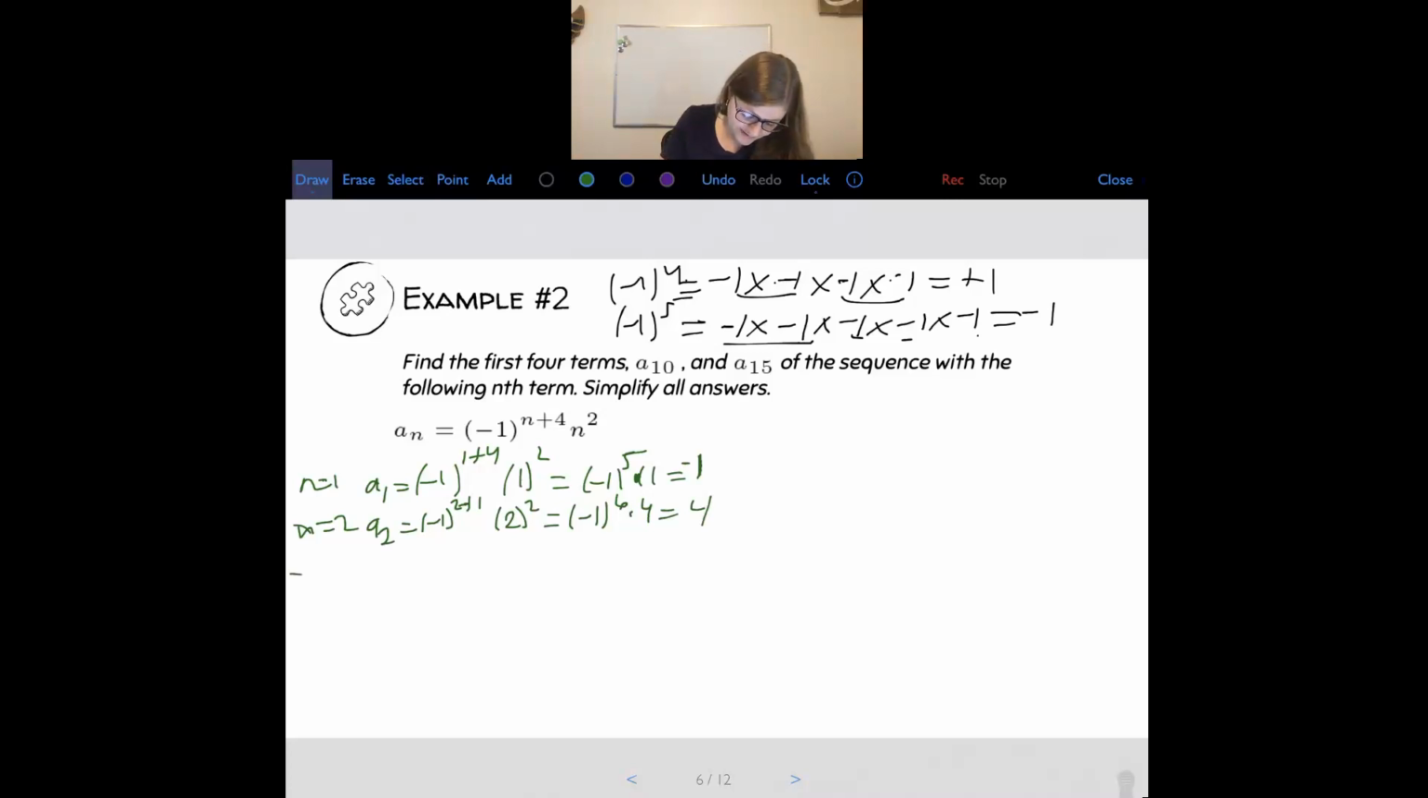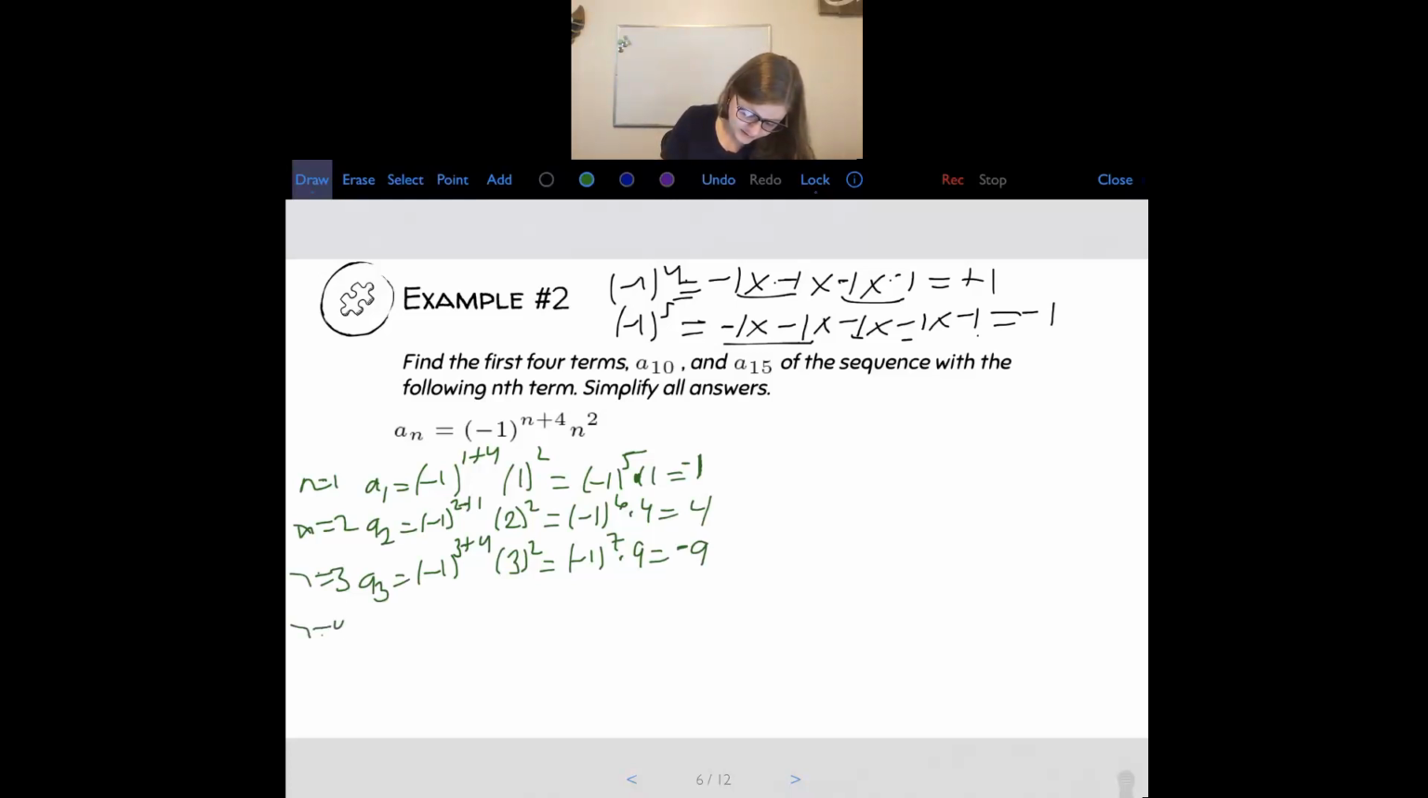Okay, n equals 3 is next. So we have a sub 3 is equal to negative 1 to the 3 plus 4 times 3 squared, which is negative 1 to the 7th, times 9, which is negative 9. Okay, so notice how the first term was negative, the second term's positive, the next term's negative. If it alternates positive and negative like that, it's called an alternating sequence.